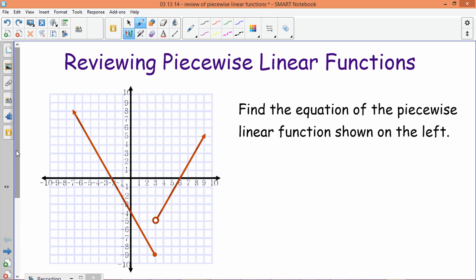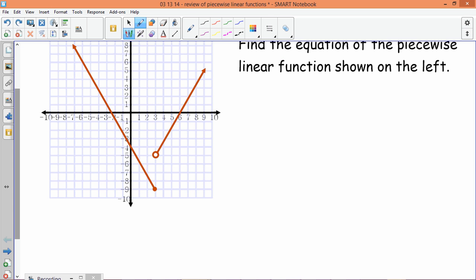least. Okay, the first question asks us to find the equation of the piecewise linear function shown here in a graph. What we need to do is figure out what the equation of part 1 is here and what the equation of part 2 is. Those are my 2 pieces of my piecewise linear function. If I figure out what the equation and what the domain is, I am done.